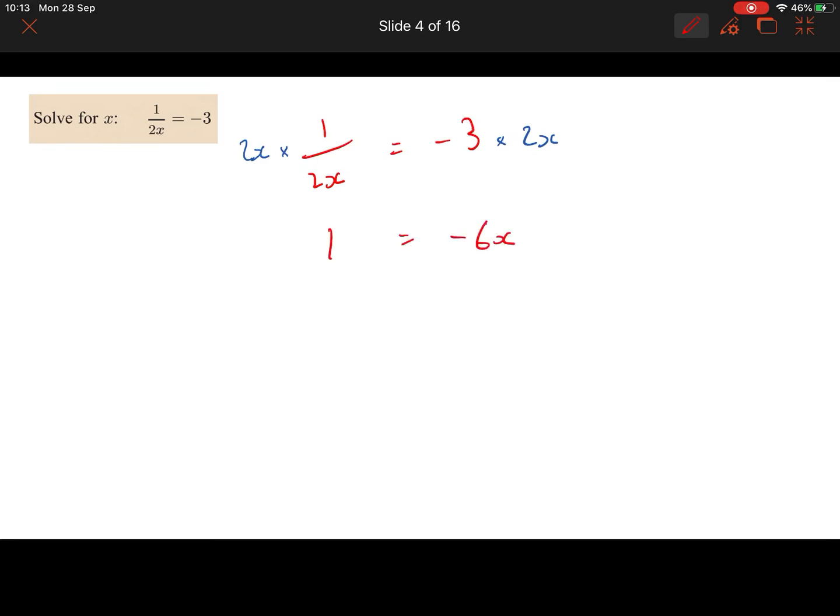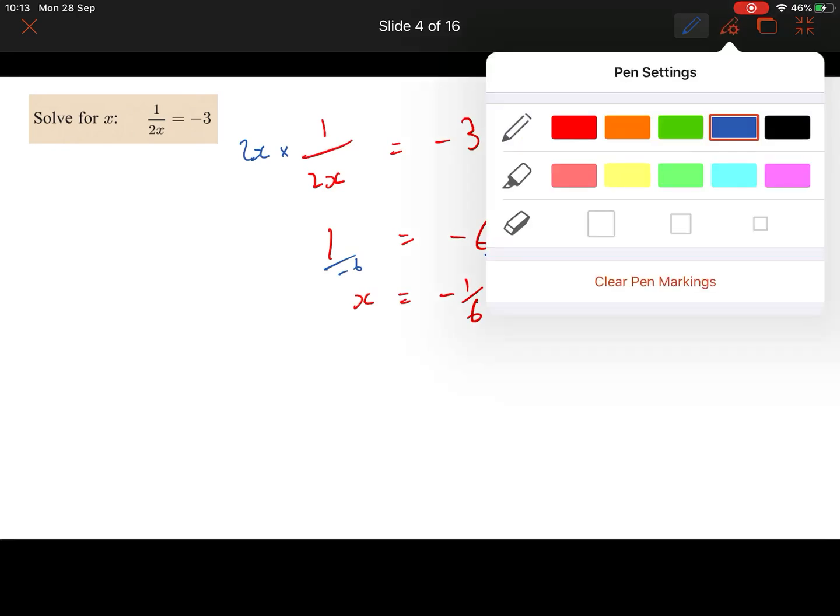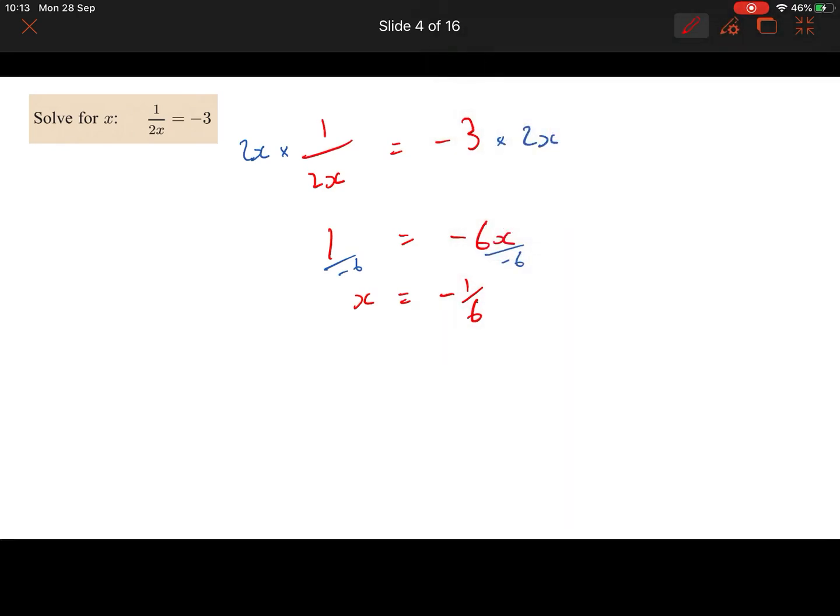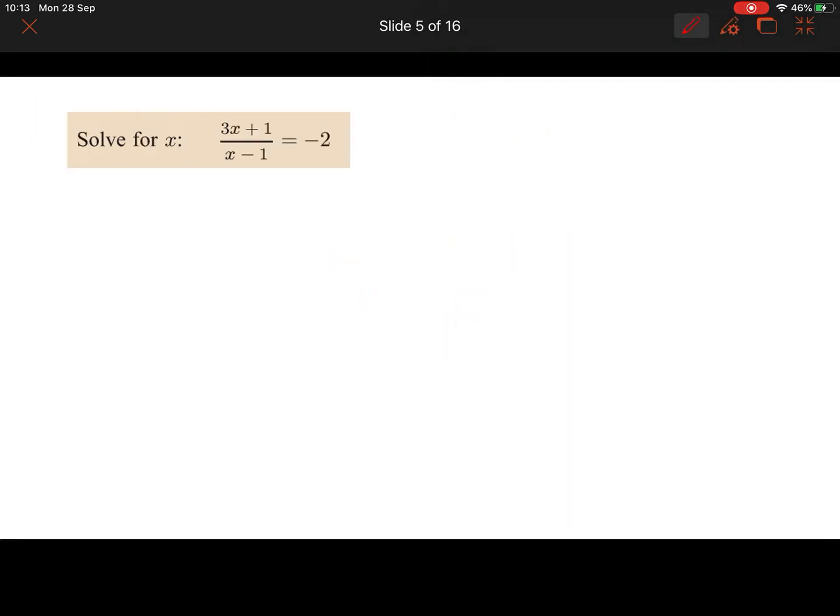So what will happen is we'll end up with 1 on the left-hand side is equal to minus 6x, and so now x is equal to negative 1 over 6, because all I've done is divide both sides by minus 6. Okay, very, very easy, I hope.